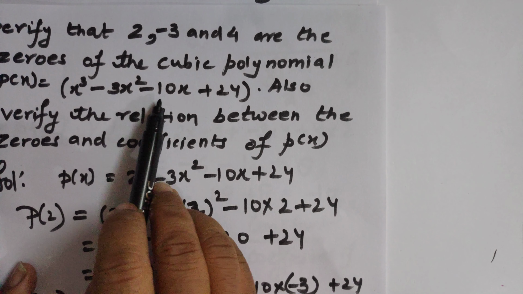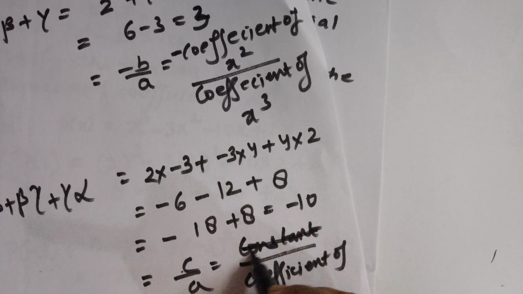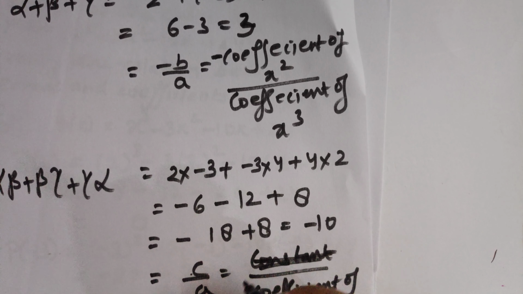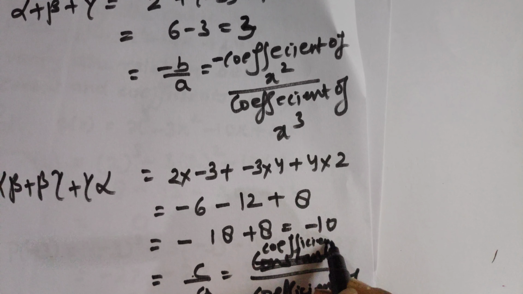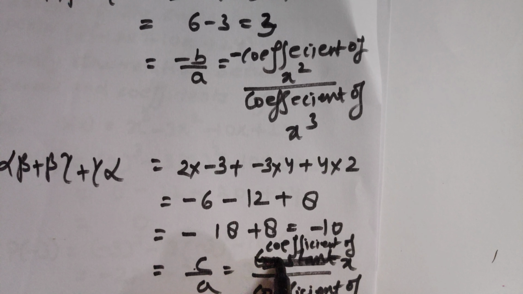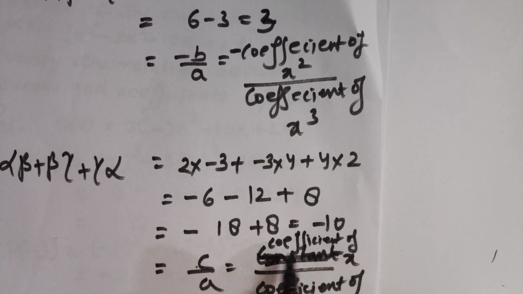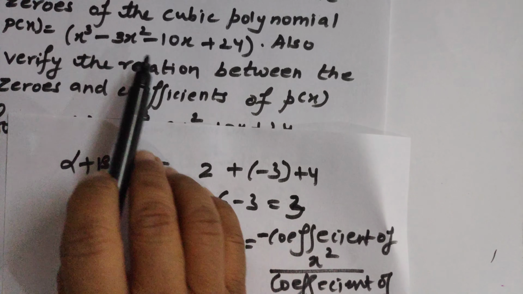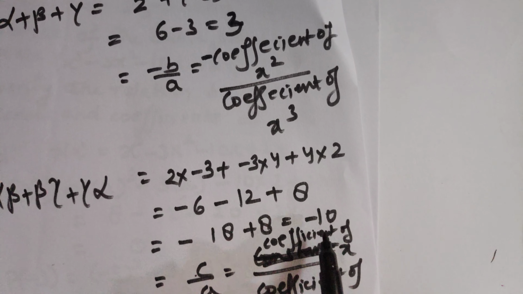Just compare with the polynomial that we have been given. Here it is -10. I made a mistake here: that is not the constant, that is the coefficient of x. I thought it was the quadratic one, where c is the constant. Sorry. So -10, and we have -10 here, which is the coefficient of x upon 1. So we have got -10 here.